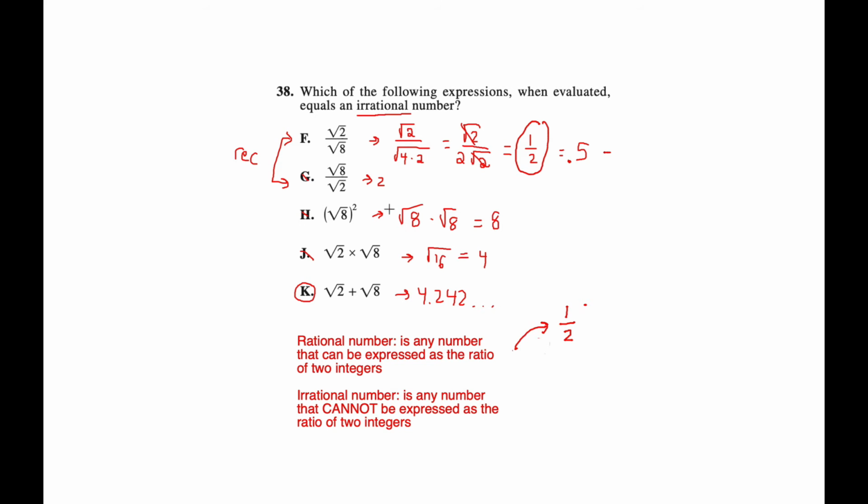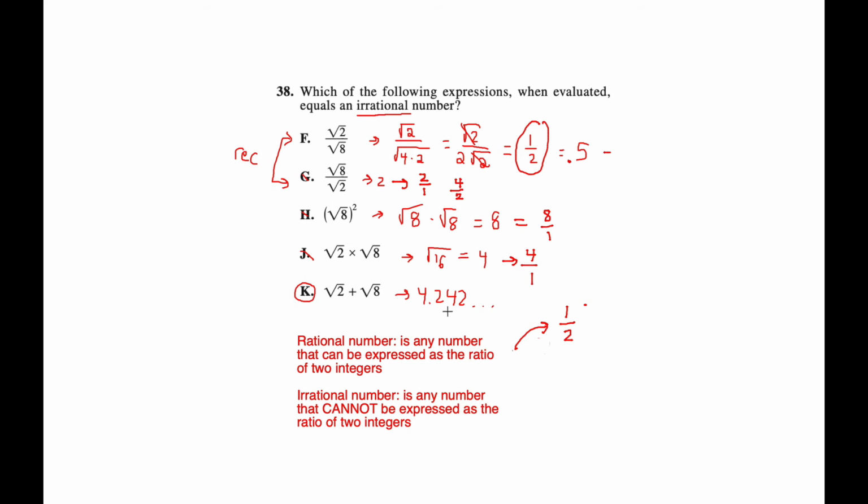And then a number like 2, well, is there a way to express that as the ratio of two integers? Yeah, there's a lot of different ways, actually infinitely many. We could write 2/1, we could write 4/2. There's a lot of different integers like that. Same thing with 8. We could write that as 8/1. And then with J, we could write that as 4/1.